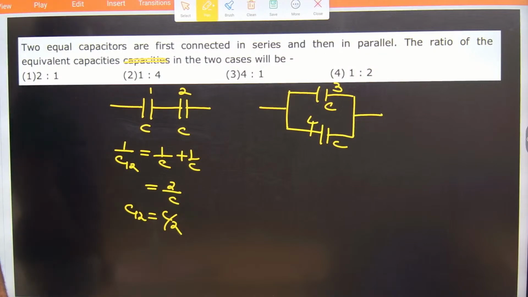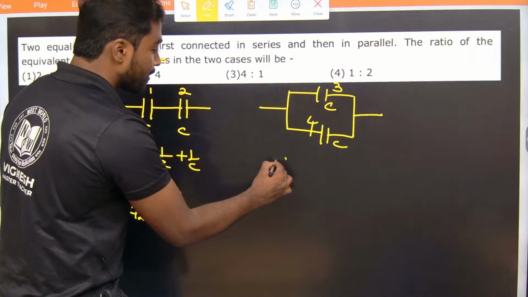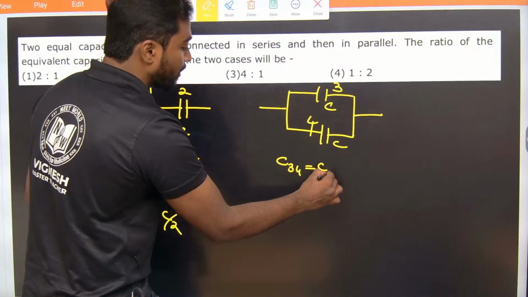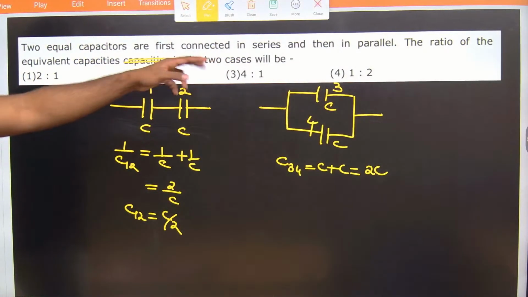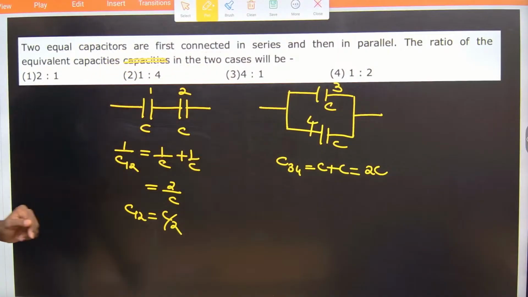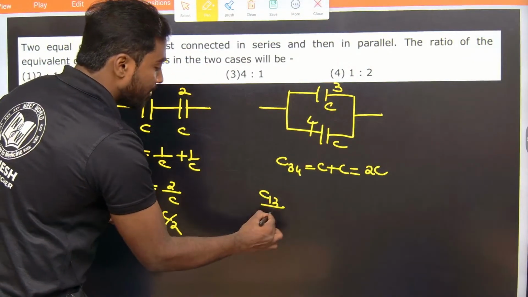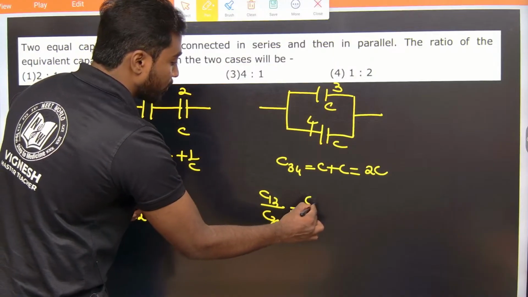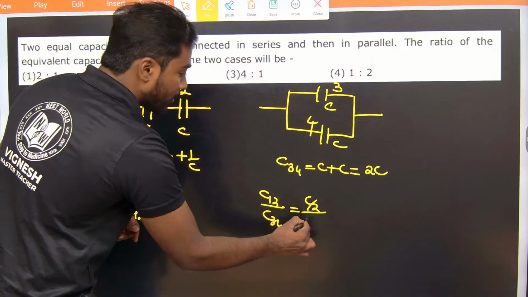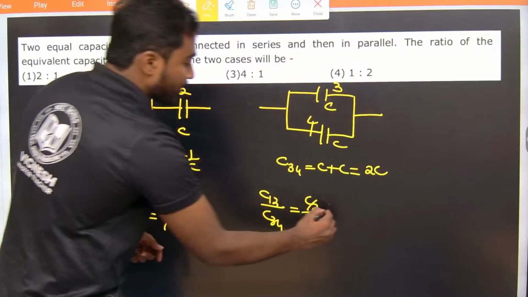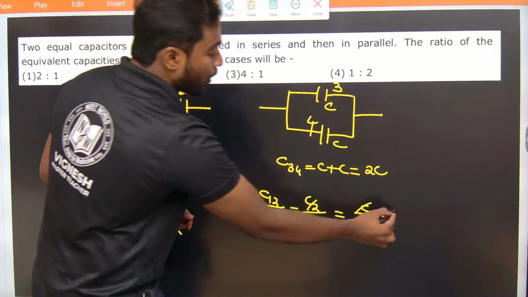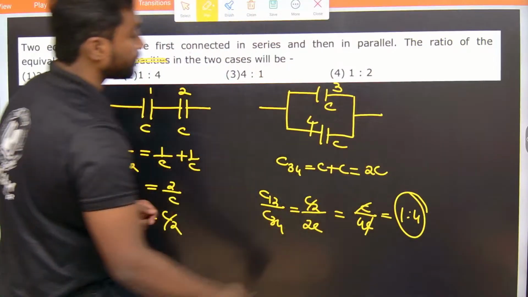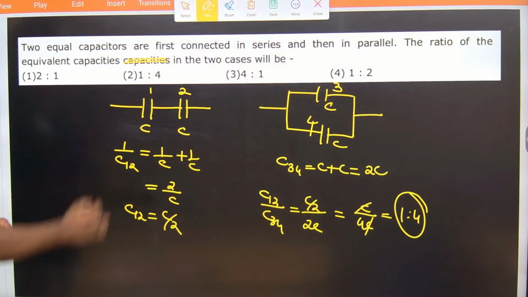This is for the series condition, whereas parallel C34 should be equals to C plus C, which is 2C. And they are asking what is the ratio between the series and the parallel. So C12 by C34 should be equals to C by 2 by 2C, which is C by 4C. So C and C will get cancelled. 1:4 is the answer. Option 2.